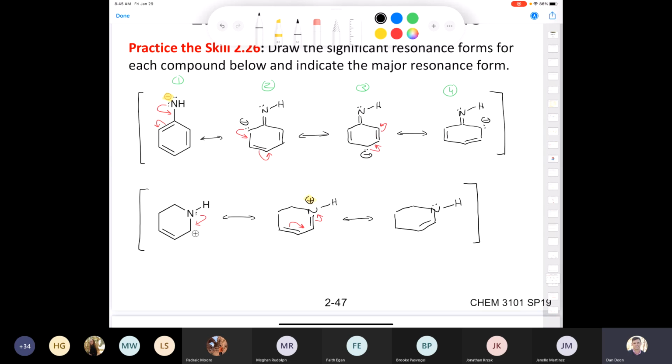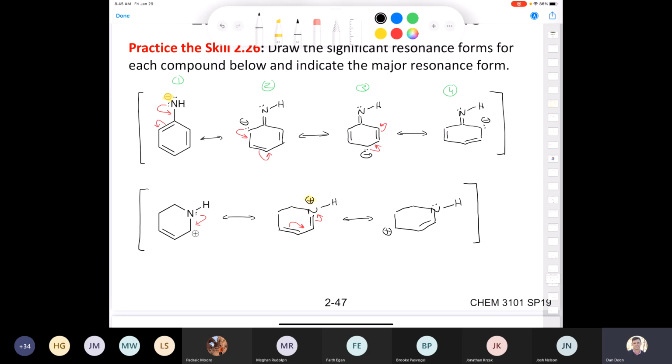Could anybody tell me where the positive charge is now? Just describe it to the best of your ability. Is it at the nitrogen? Yes, the bottom left corner is what I heard somebody say. Right here. Oops. I'm going to use my highlighter. Right there. That's where the positive charge is. Okay, the positive charge moved here.